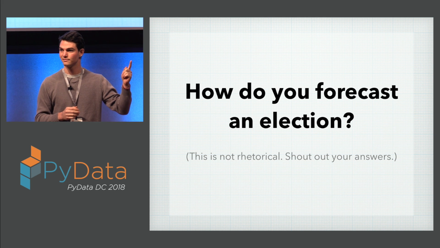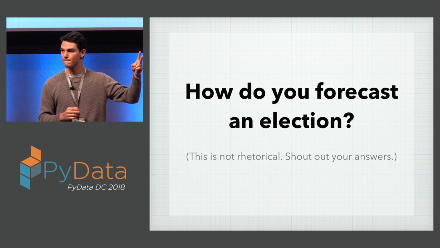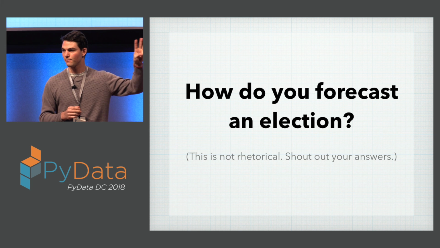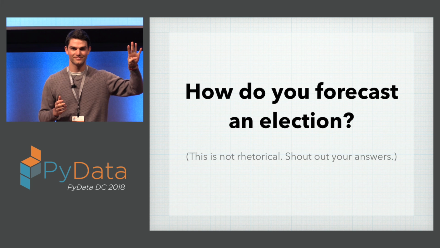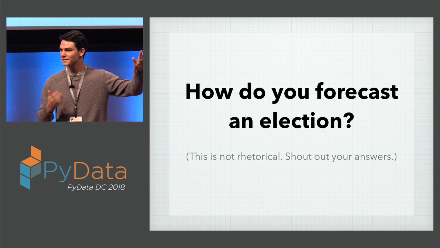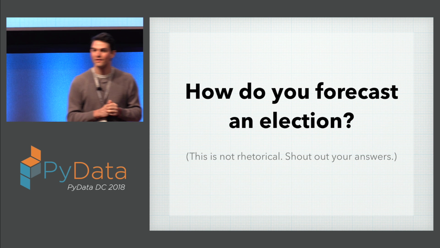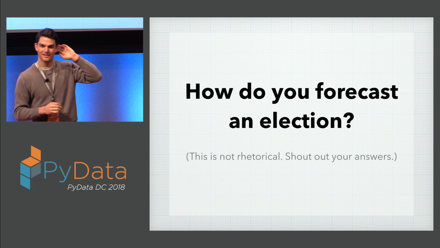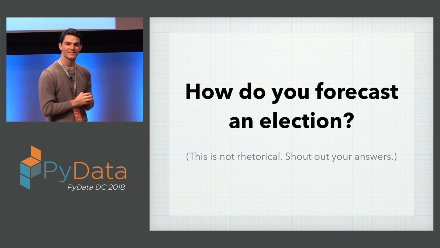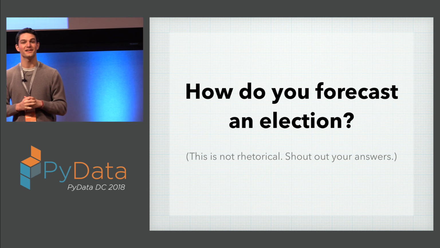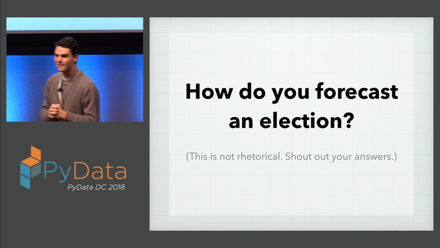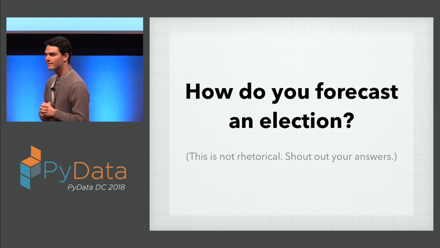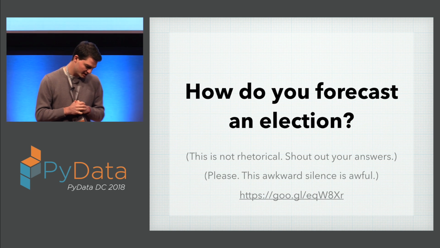Polling. Historical results. Macroeconomy. Voter turnout. Small dollar donations. So fundraising. I think I heard something in the back. Gerrymandering. Okay. Weather the day of the polls. So a turnout factor. Anything else? Okay, we agree with each of those.